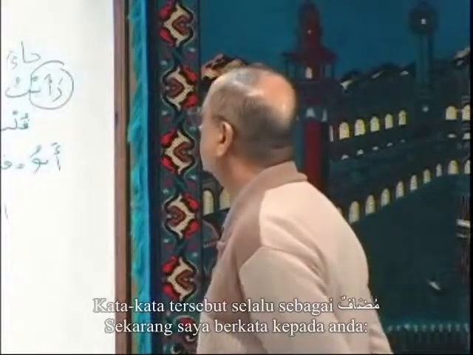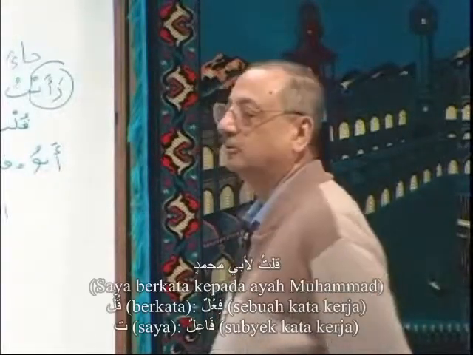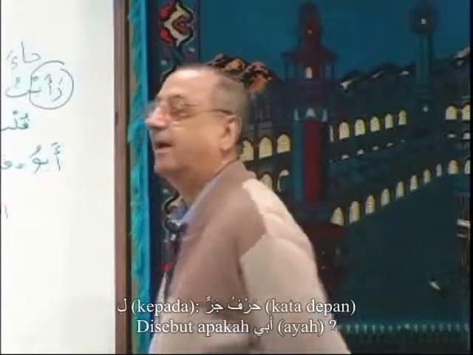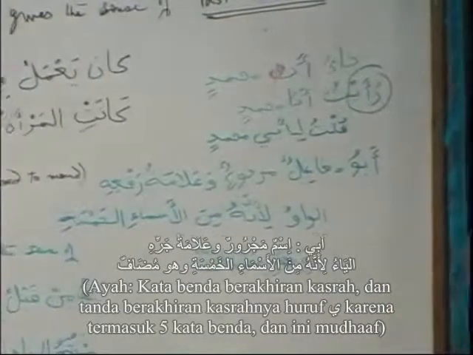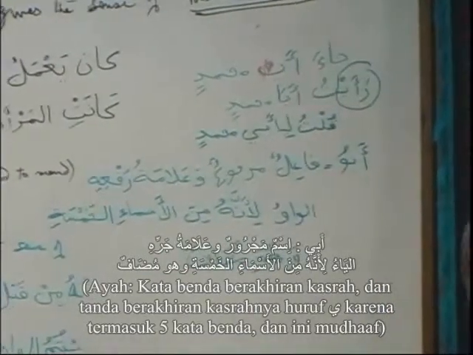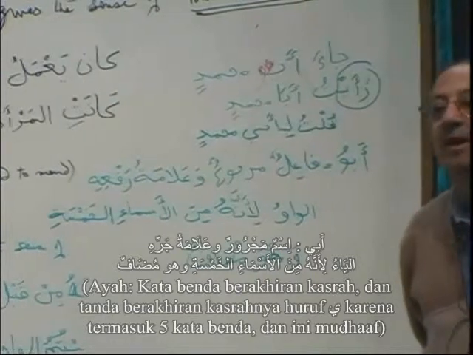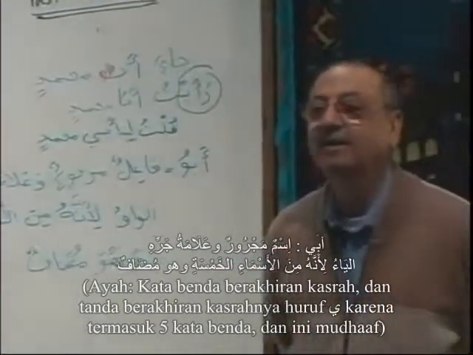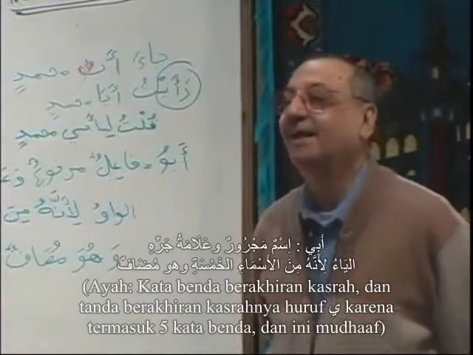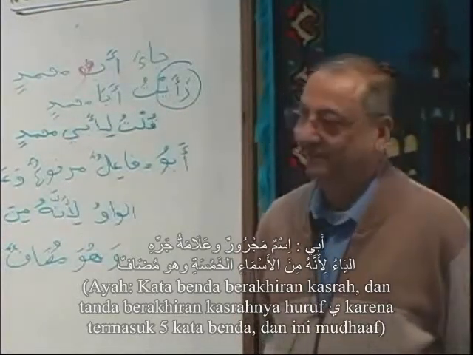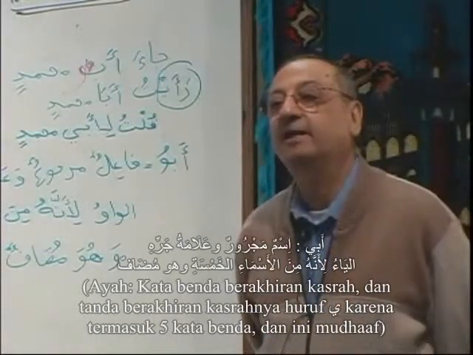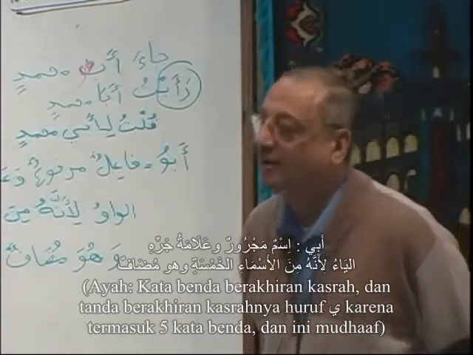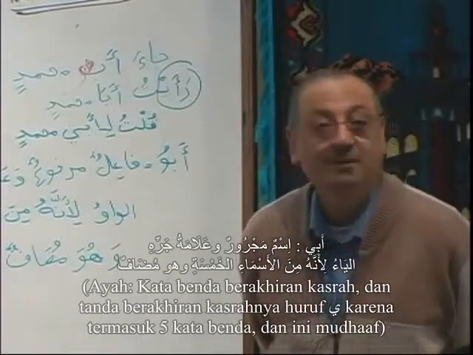Now I say to you, brother and sister, qultu, fi'al and fa'al. Li harf jar. What is abi? Ism majroor. So how will you describe? Abi ismun majroorun wa alamatu jarrihi al-ya'u li'annahu min asma al-khamsa. Is it easy, inshallah? We'll be repeating it. And then what will you say after that? Wahuwa mudaf. That's all, brother and sister, inshallah.